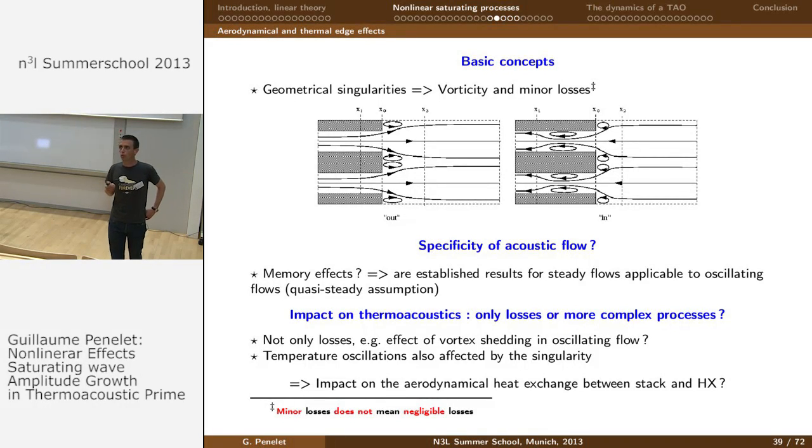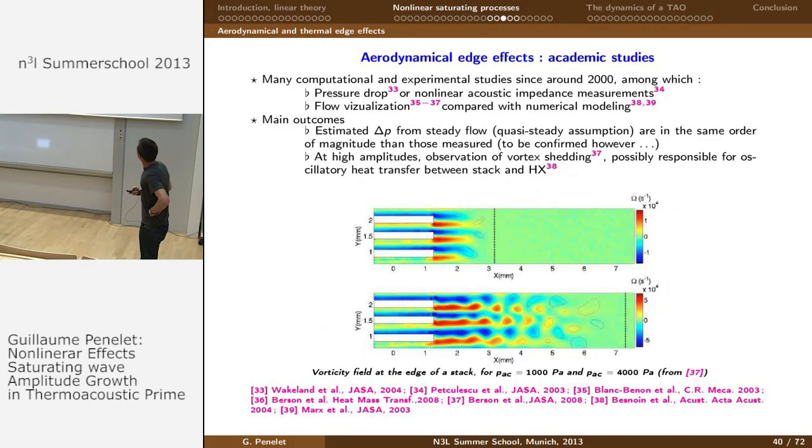And also, another point is that at the stack termination here, we may have some more complicated processes like vortex shedding or high nonlinearity in temperature fluctuations that can impact heat transfer between the stack and the heat exchangers. So let's make a focus on these effects.